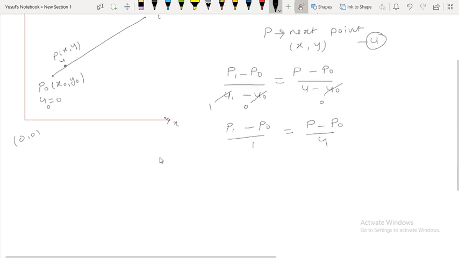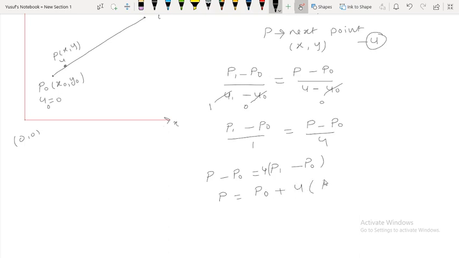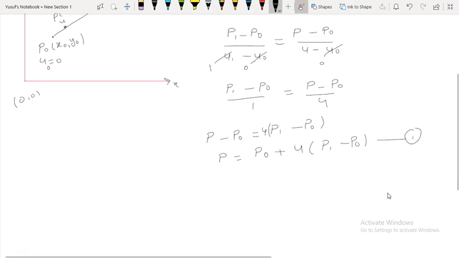Okay, if you multiply this, you can write the equation: p minus p0, and u from here will multiply. That means u multiplied by p1 minus p0. So p will be equal to p0 plus u times (p1 minus p0). So this is equation number 1 to calculate the points on the line. In that equation, the u is varying from 0 to 1.